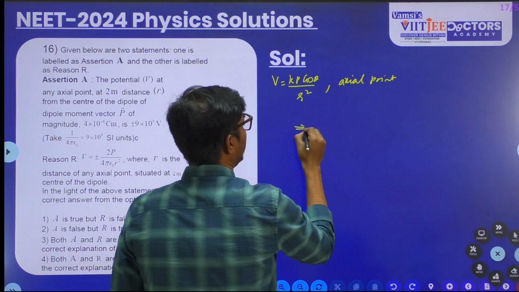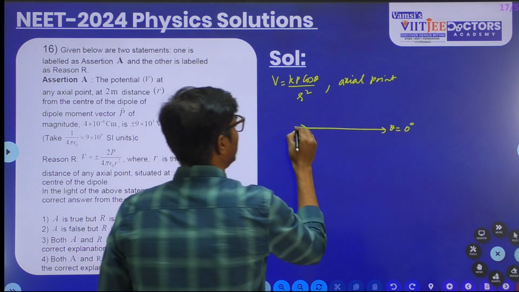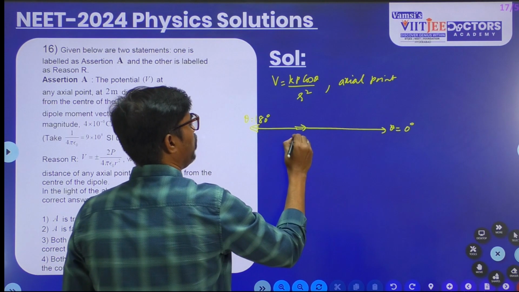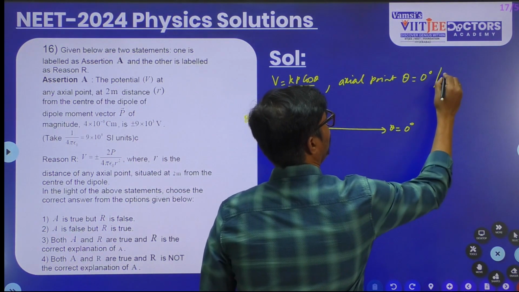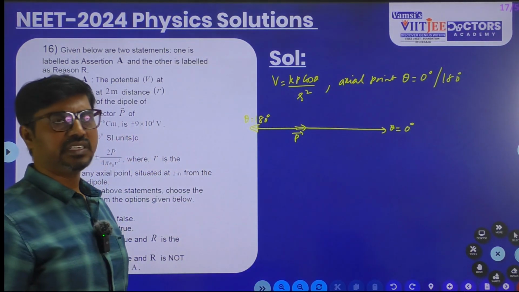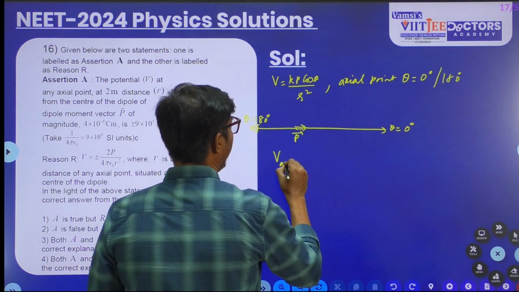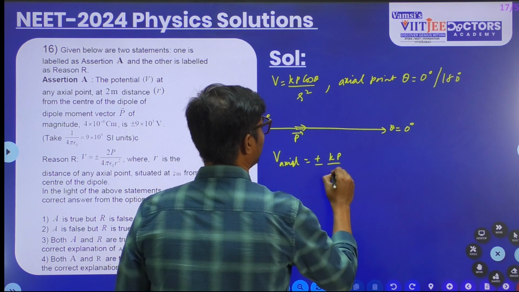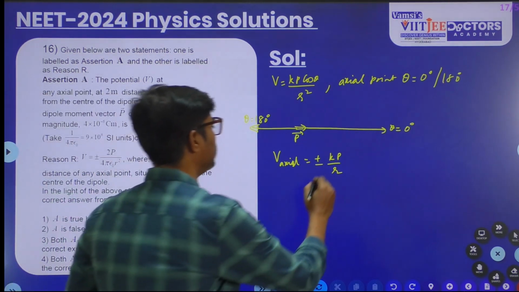meaning, let's say the dipole is like this. This is an axial point where theta equal to 0 degrees. This is also an axial point where theta equal to 180 degrees. So the dipole is like this. Axial point meaning theta would be either 0 degrees or 180 degrees. So when theta is 0, cos 0 is 1. When theta is 180, cos 180 is going to be minus 1. So potential on the axial point would be plus or minus Kp by r square. When theta is 0 it is plus, when theta is 180, you will get minus Kp by r square.